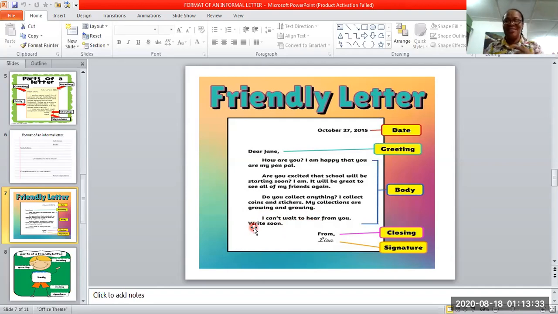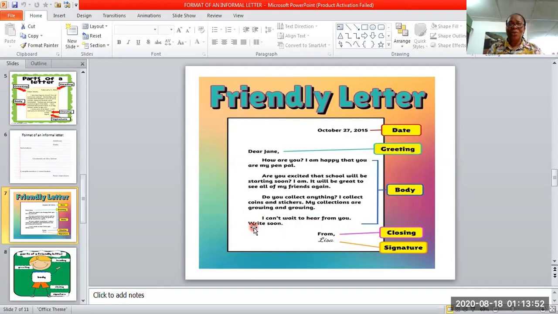From Lisa. Now, remember always to write your name at the signature level, because if you write a letter without your name, nobody will be able to guess who wrote it.